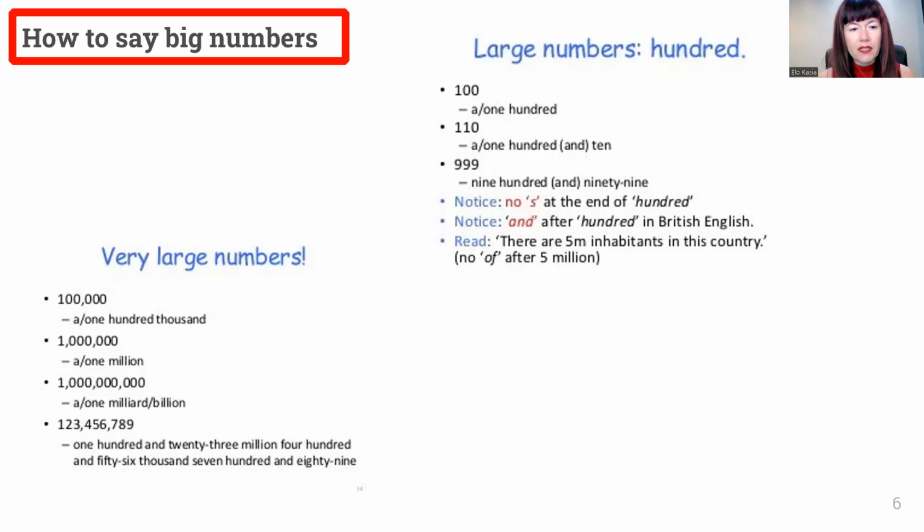Now, very large numbers. You can again say 100,000. Then we have a million or 1 million. And then we have, oh, that's a really, really big number. A billion or a milliard. Yes, a milliard is not really used in English. It's mostly, I think, in American English. In British English, we say billion. So we have a billion or 1 billion.